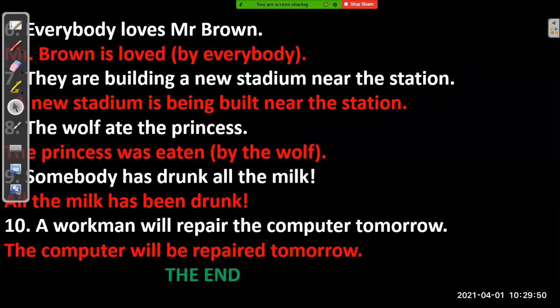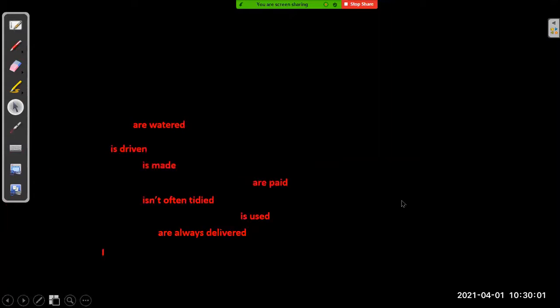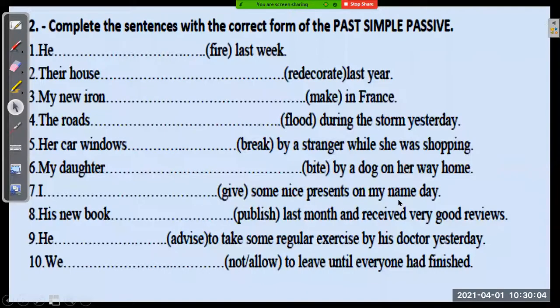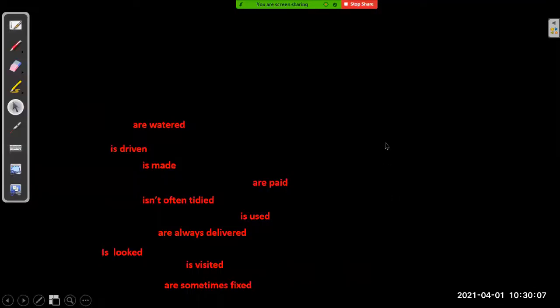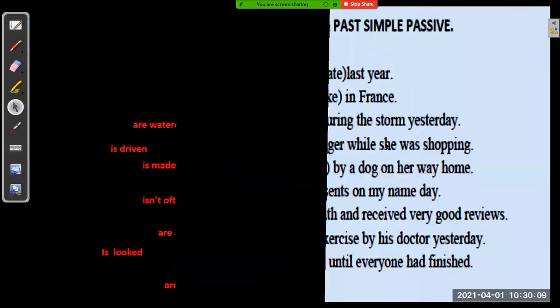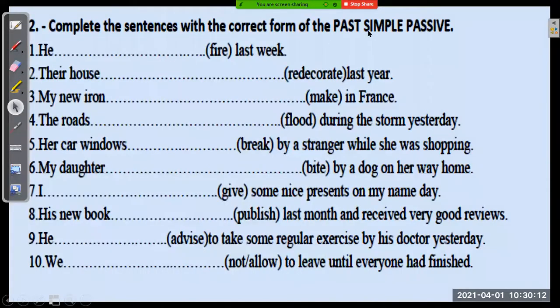Now, next slide. This is the end of the exercise, 10 sentences. Now we move to this. Complete the sentences with the correct form of the past simple. Now all the sentences change in the same way here. Now, why did I choose to do some activity like this for you? You need to master the simple past and the simple present, and differentiate between them. So number 1, Alice.